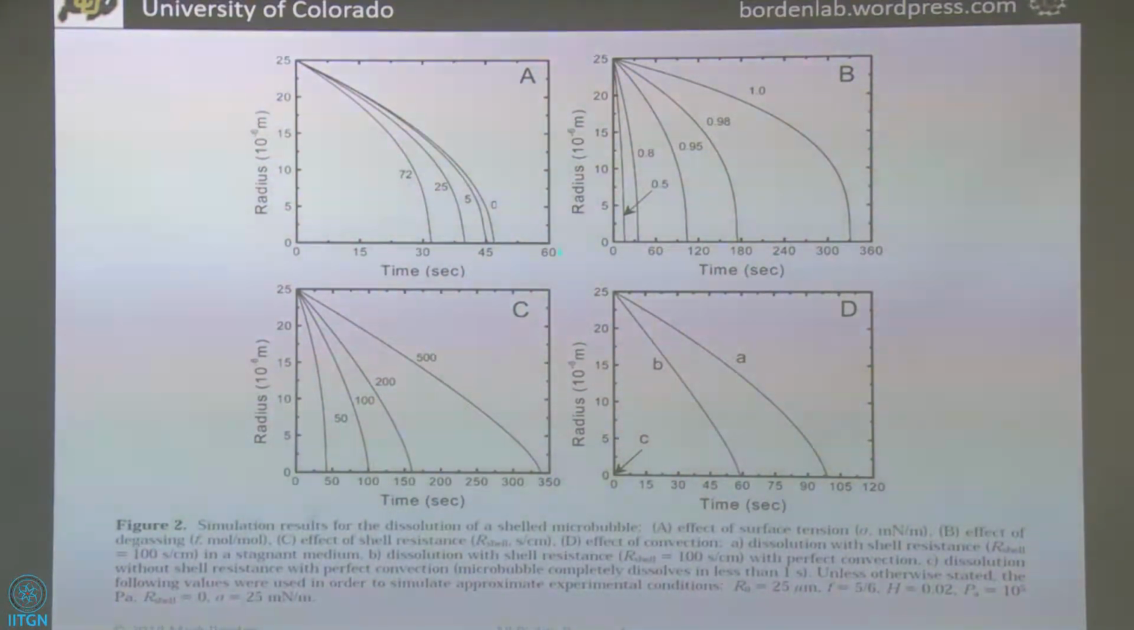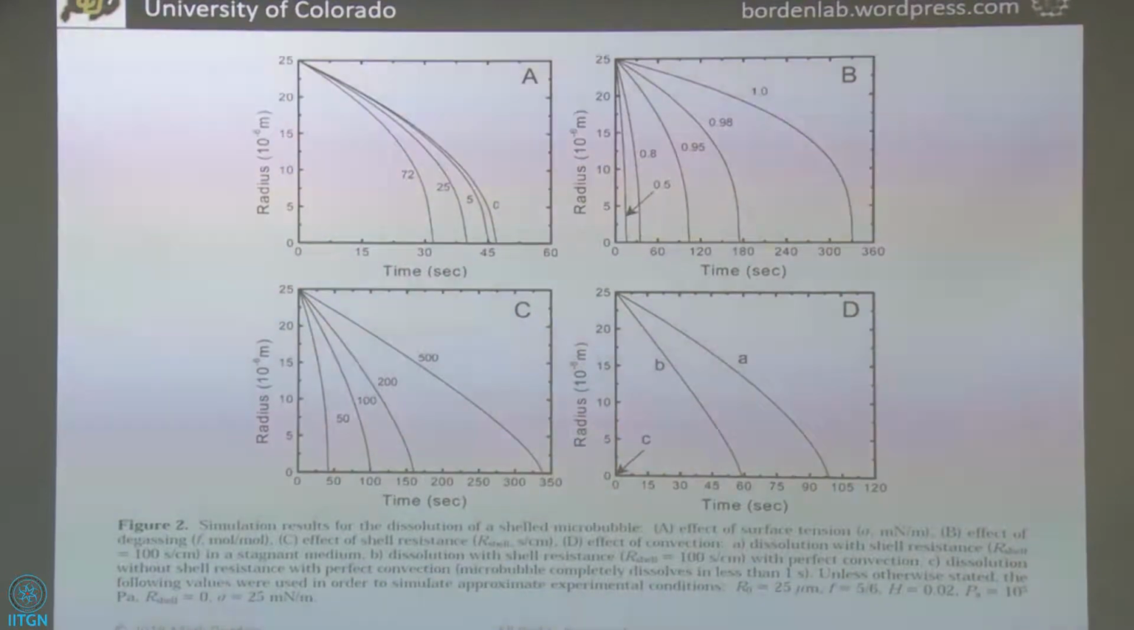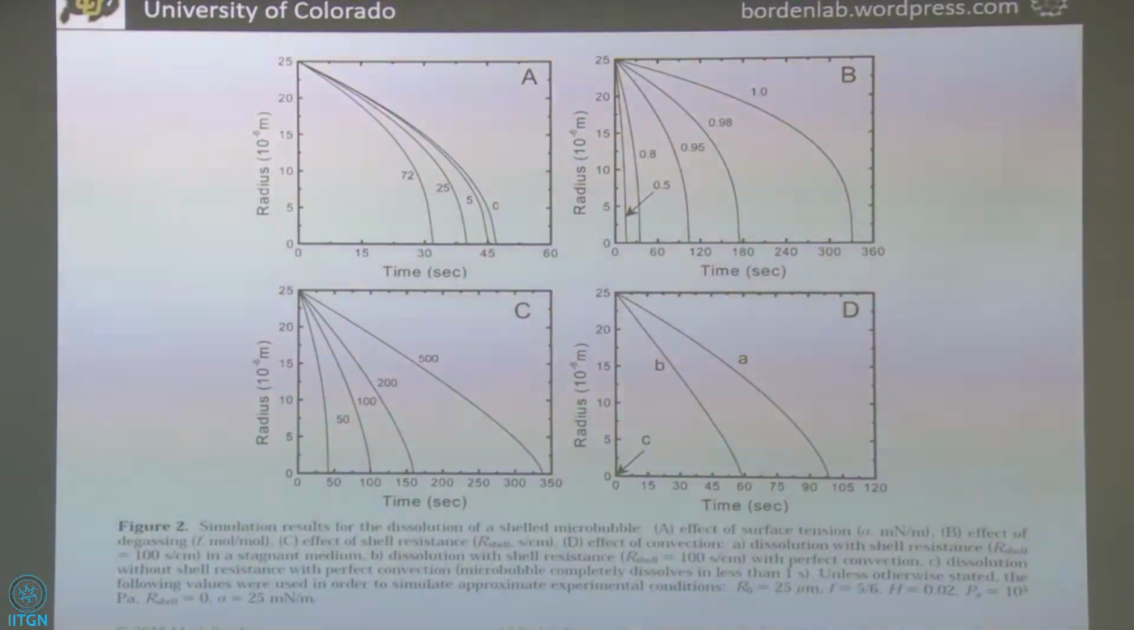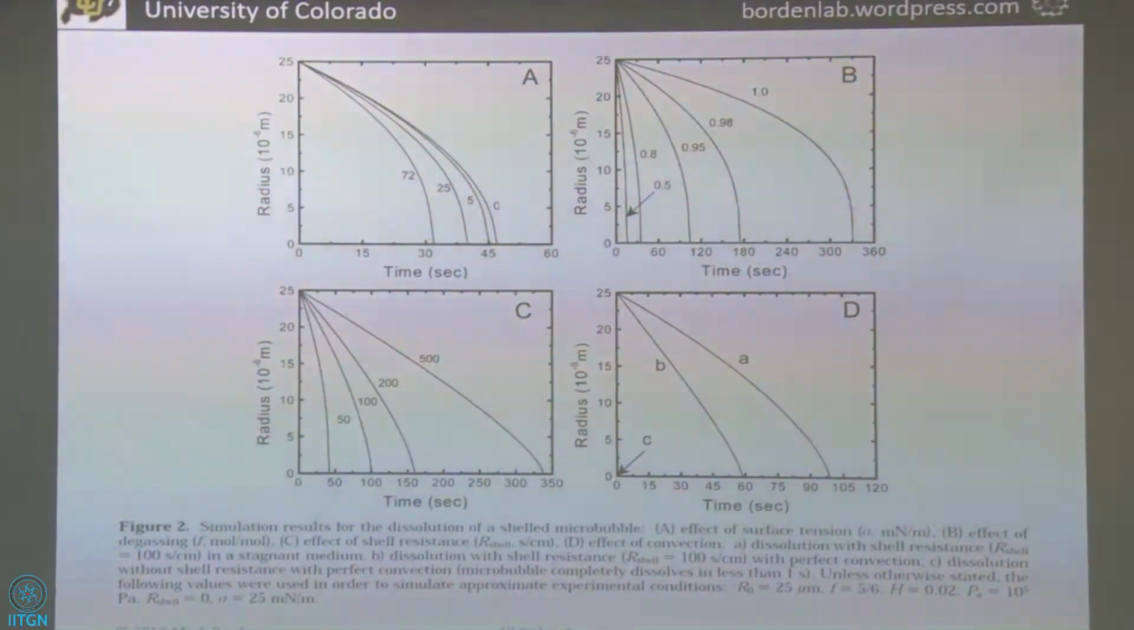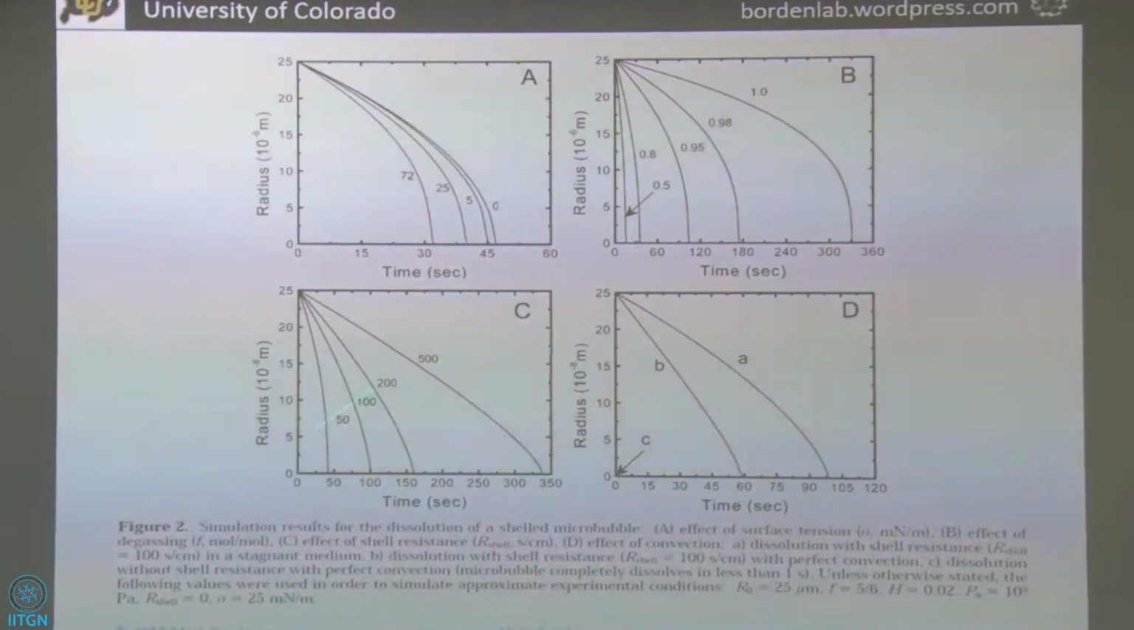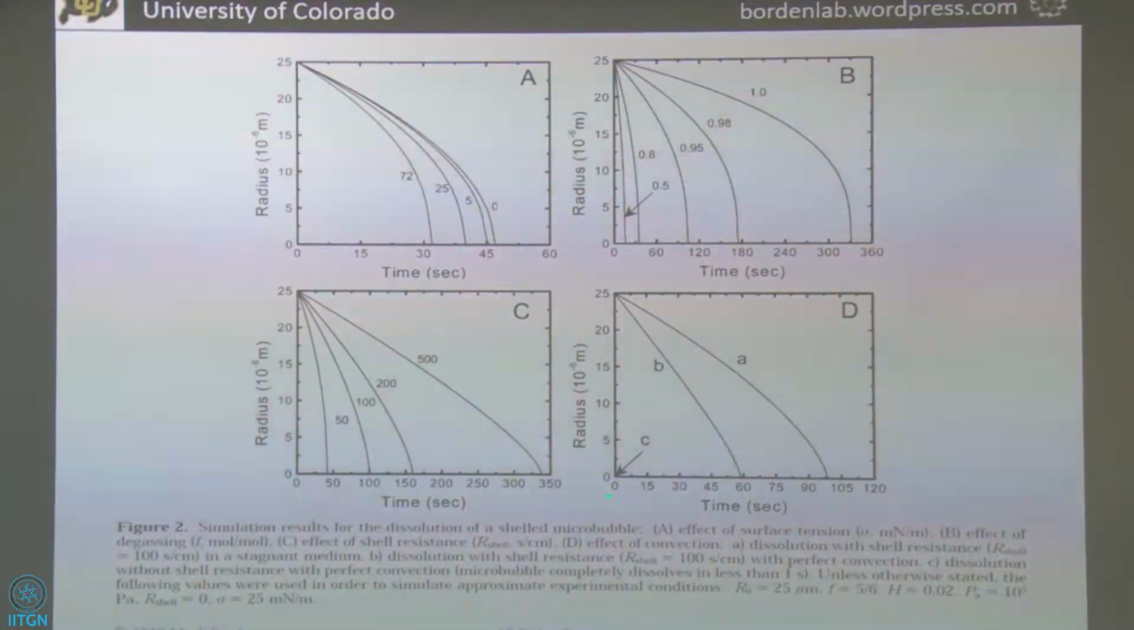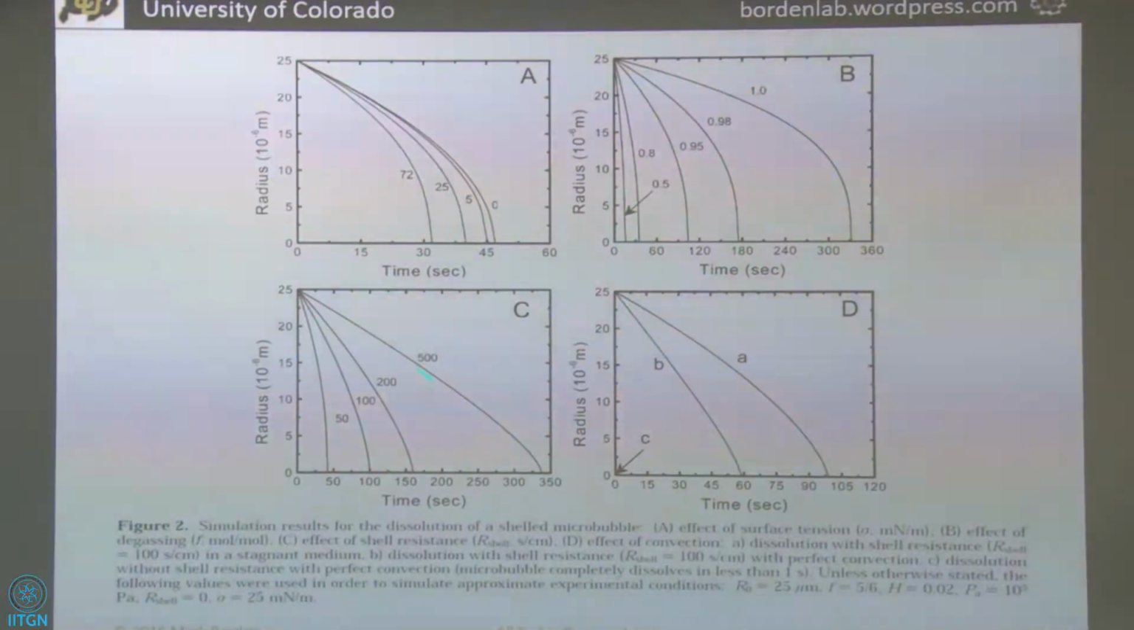This plot shows radius as a function of time with increasing surface tension, with decreasing amount of gas in the medium, with decreasing shell resistance. Base shell resistance is 500 here, it's 150 here, and so on. One of the things to point out about this is that the shell resistance flattens out the dissolution curve. It makes it appear to be almost more linear for much of the dissolution.